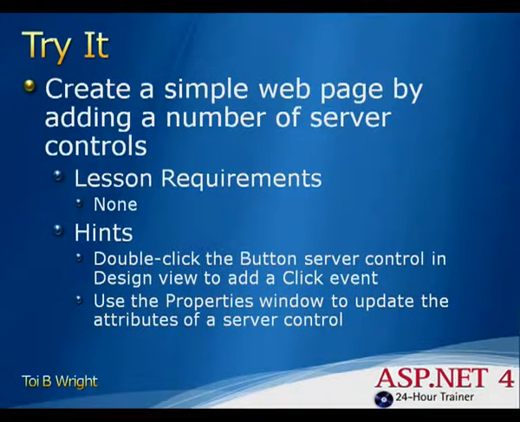In this lesson, you create a simple web page that includes a number of server controls. You write code to handle the on-click event of the button server control and programmatically update a property of a server control. There are no lesson requirements, and the hints for this lesson are: double-click a button server control in Design View to automatically add a click event, and use the Properties window to update the attributes of a server control.